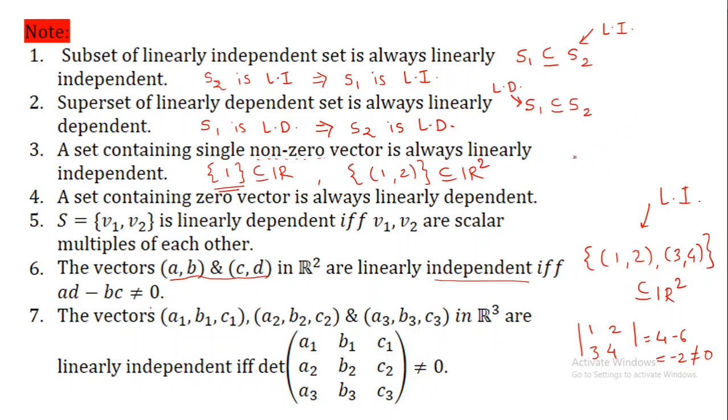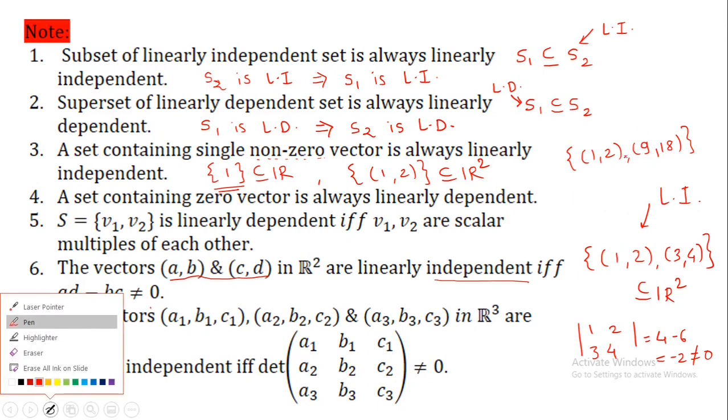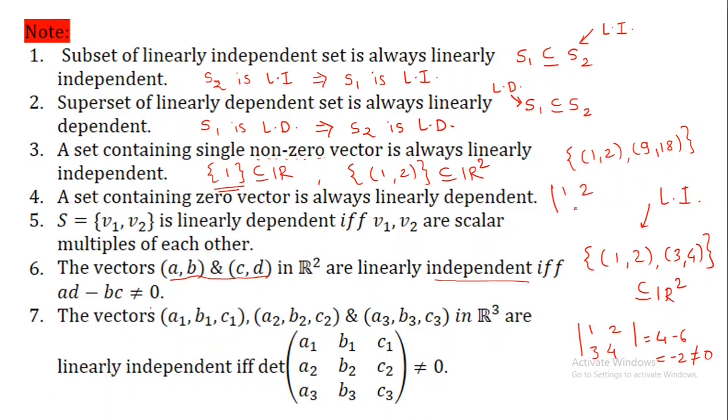Similarly, if you have the set (1, 2) and (9, 18), what about this? If we find the determinant over here, this determinant will come out to be 0. You can verify that. Which determinant am I talking about? This one, with rows 1, 2 and 9, 18. So this determinant is 0, therefore this set is linearly dependent.